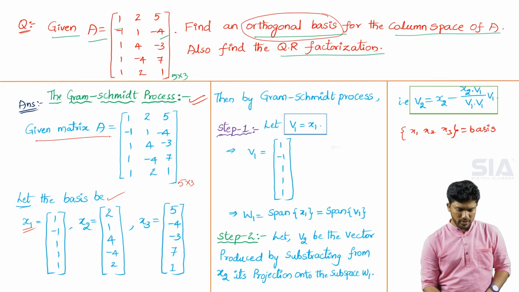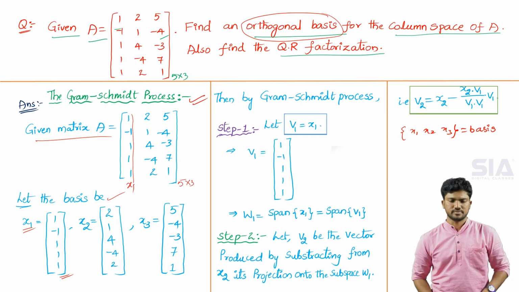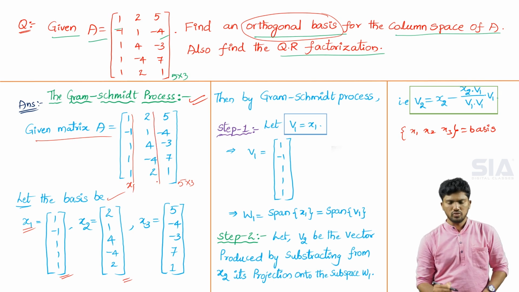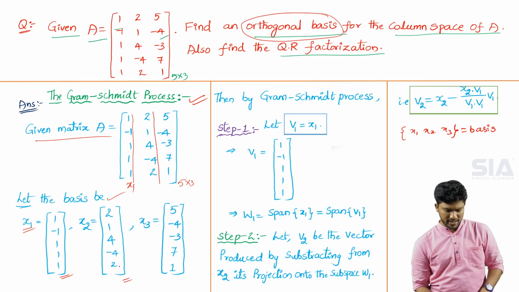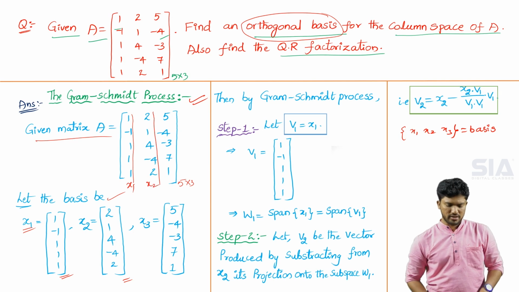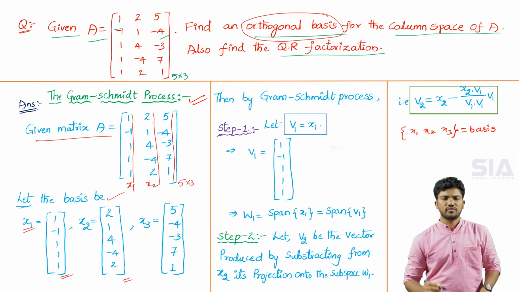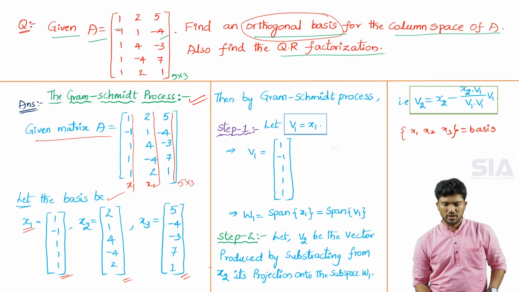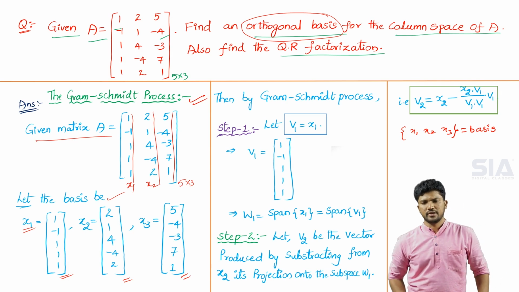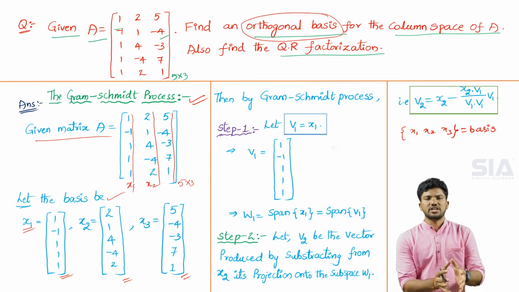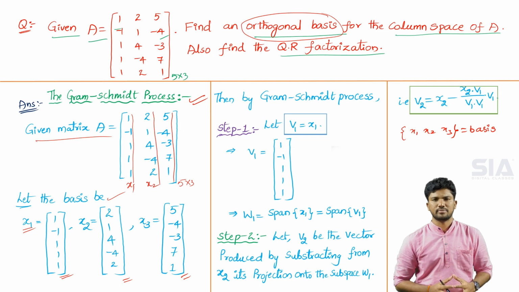So therefore the basis capital B: let x1 be the first column. This first column of capital A we can take as small x1. Next x2 is equal to the second column, 2, 1, 4, minus 4, 2, the second vector. The third column of capital A we can take as the third vector in that basis, x3. So that is the selection of the basis from the given matrix capital A.